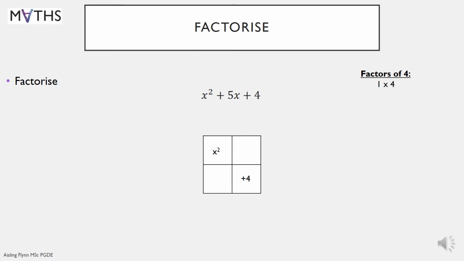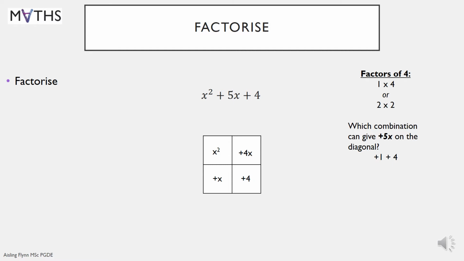We have choices, 1 times 4 or 2 times 2 to make that 4. And you ask yourself, which combination can give plus 5x on the diagonal? So that will be the 1 and the 4, because if we do +1 +4, we can make +5. Let's see how this is going to work. It will give us +1x there and +4x there, in total giving us +5x.